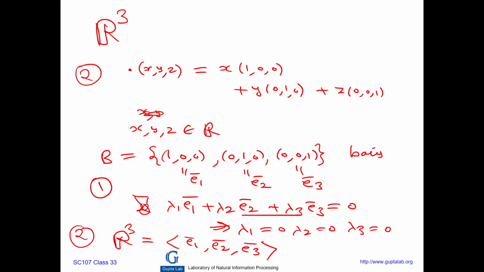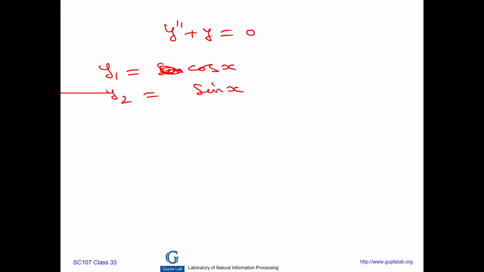Clear? Now we go and look at the solution of the homogeneous differential equation. So now I have defined linear independence in terms of vectors. But what happens, let us take an example now. y double dash plus y is equal to 0. You know that one solution is cos x and another solution is sin x. How will you check whether these functions are linearly independent?